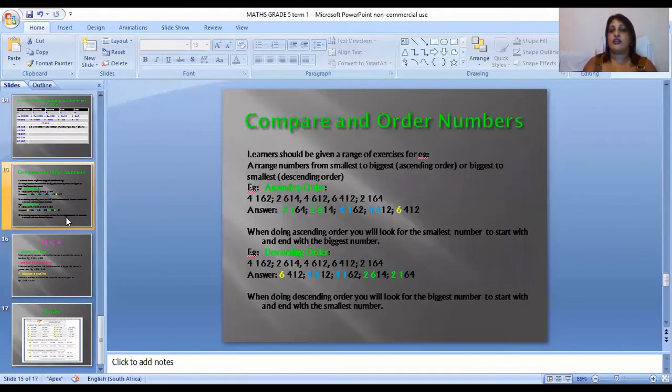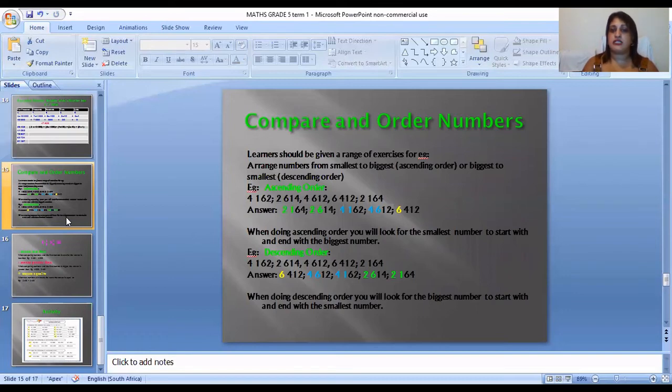Now, comparing and ordering of numbers. We did speak about this, where you will compare numbers to see which one is bigger than the other, and you'll be able to put it in ascending or descending order. That's what we're starting off with first. Now, children generally get confused with ascending and descending order. So if we don't explain to them smallest to biggest or biggest to smallest, it is a problem. So they can do it the incorrect way.